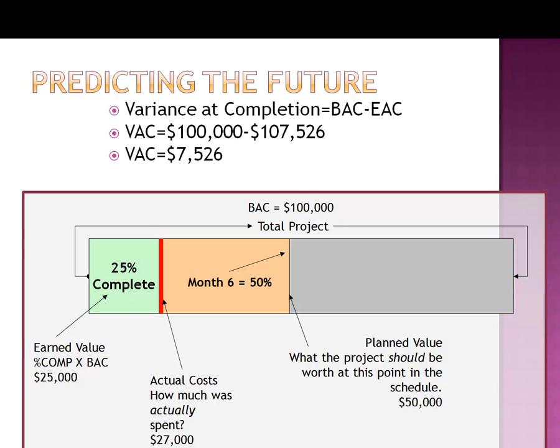We also can predict the variance at completion. This is our budget at completion minus the EAC. So we're predicting how far upside down this project is going to be. In this example, it's $100,000 minus $107,526 for a variance at completion of negative 7,526.